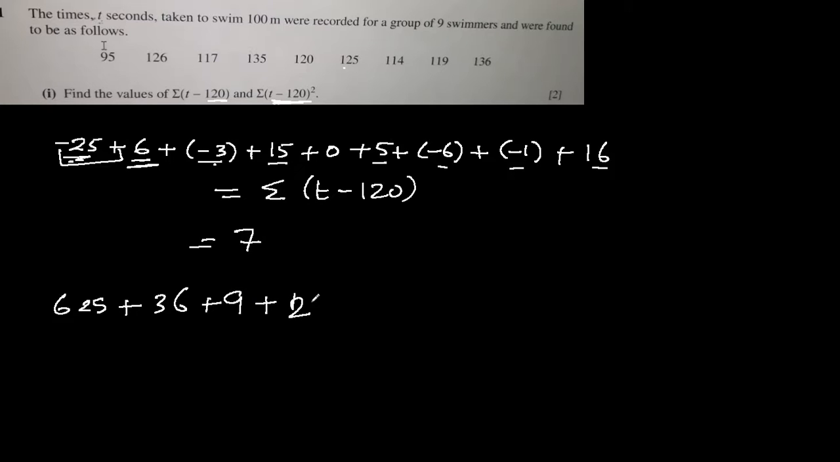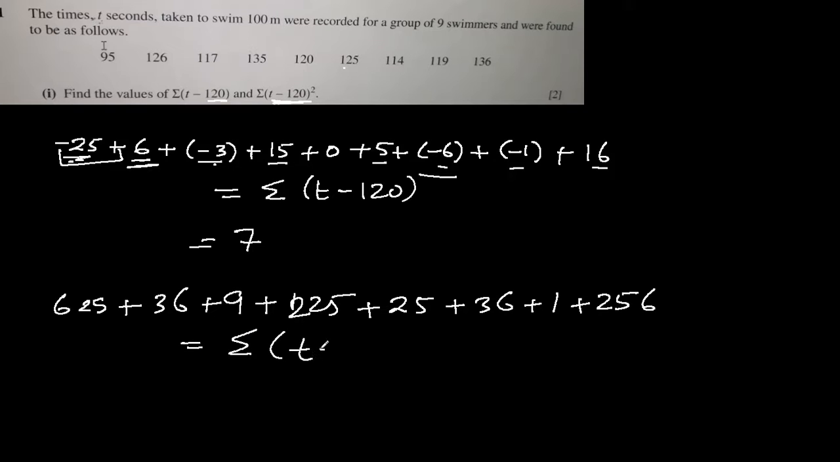15 squared is 225. Plus 0, I'm not writing it. 5 squared is 25. Minus 6 squared will be 36. Minus 1 squared will be 1. And 16 squared will be 256. And we can use our calculator to add all of them. And that will be sigma (t − 120) squared, and that will be 1213. Done. Let's move on to the second part.